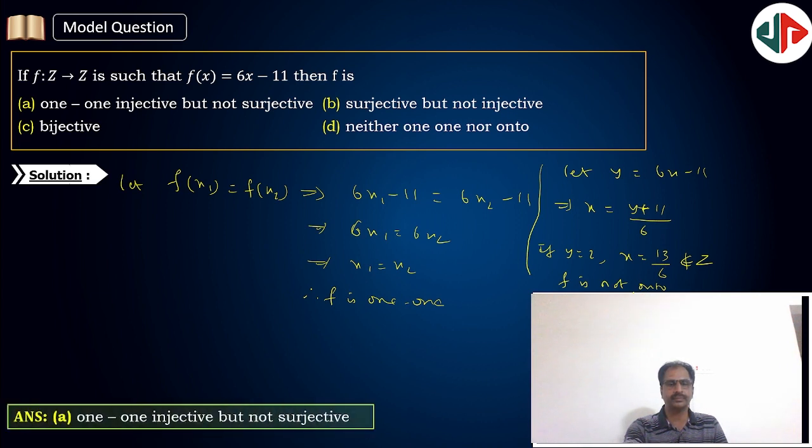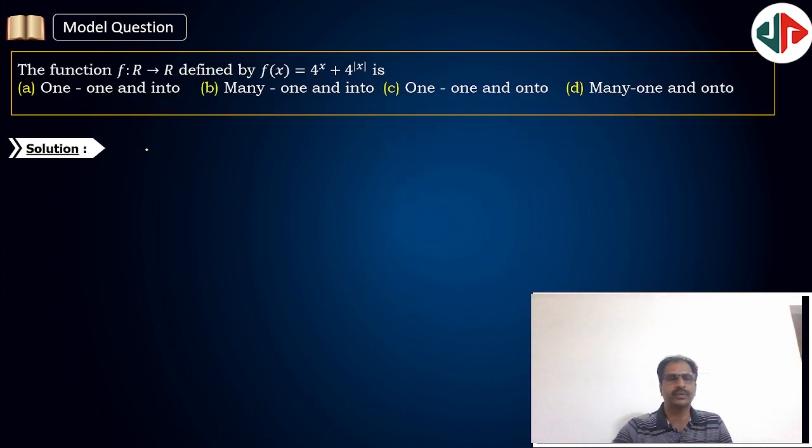Option A. Next, f is a mapping from R to R, and f of x is given as 4 power x plus 4 power mod x. Now we have to check whether it is a 1-1 function or an onto function. Now let us define this function.